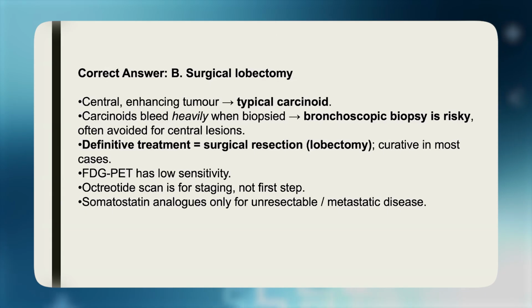Centrally enhancing tumor, typical carcinoid, bleeds heavily on biopsies. So biopsy is very risky. If it is very clear, no need. Lobectomy or tumorectomy is good enough. Definitive treatment is surgical resection, lobectomy, curative in most cases. FDG PET scan has low sensitivity. Octreotide again is for symptomatic treatment, not the first step. Somatostatin analogues, same as octreotide, are only for unresectable metastatic disease to control the symptoms.